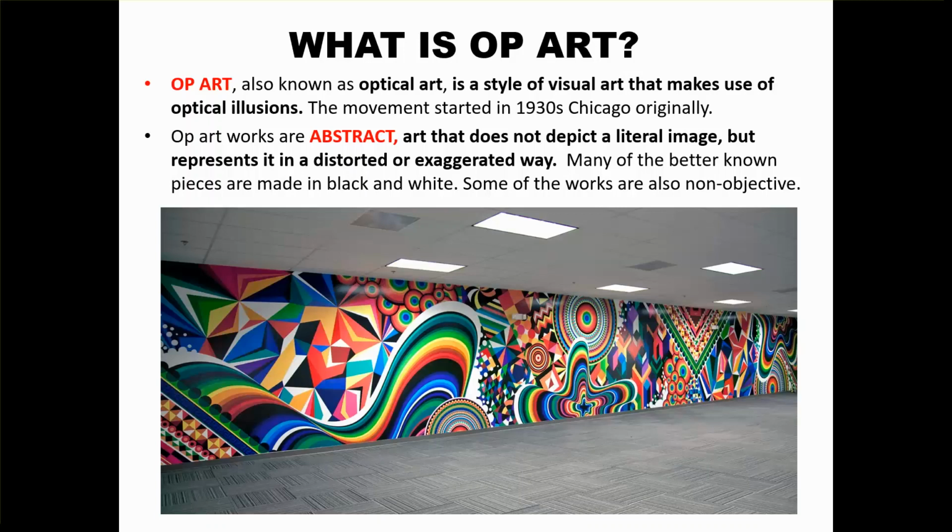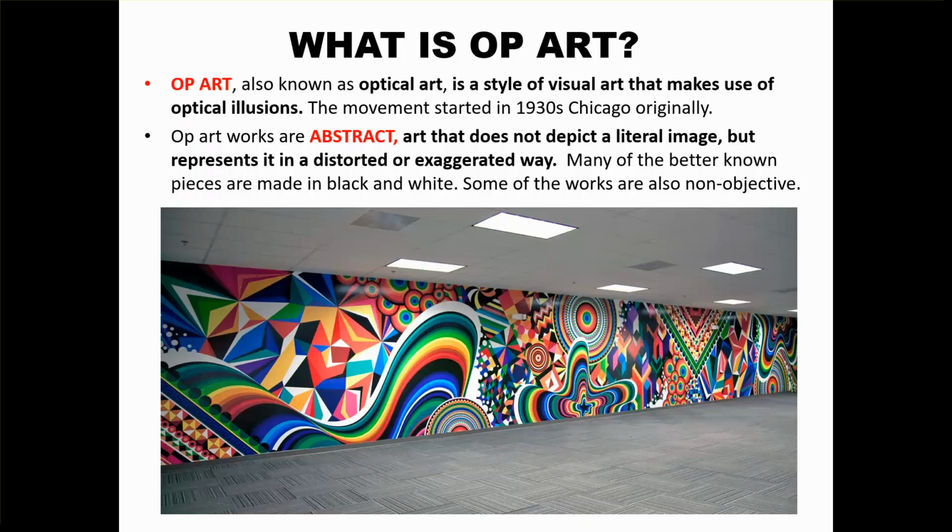Abstract means you're going to represent something in a distorted or exaggerated way. So you're kind of pushing and pulling these things that you normally don't see in art. So think about the Mona Lisa, who we looked at earlier this semester. It's a realistic looking lady with a realistic looking background. That is representational. That is literal.